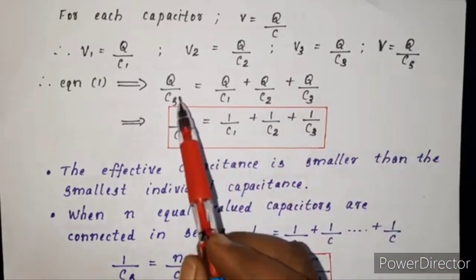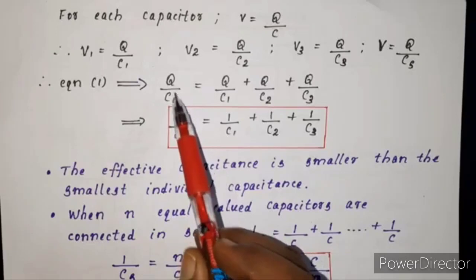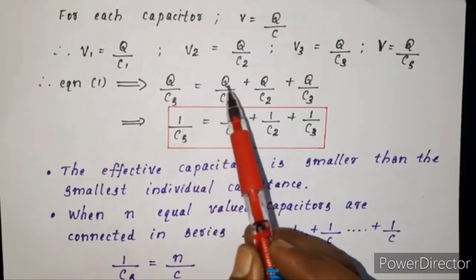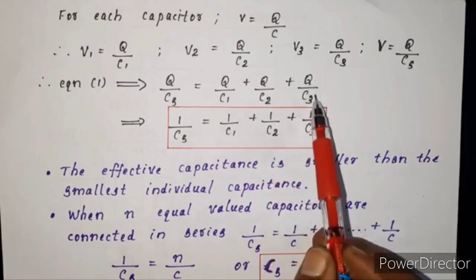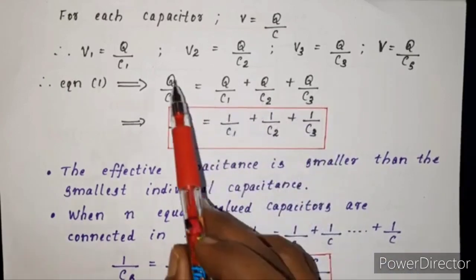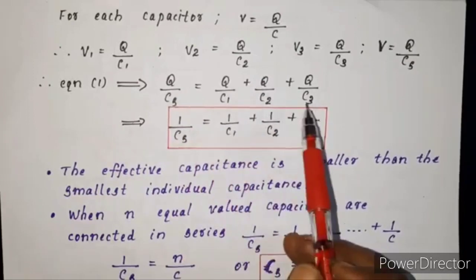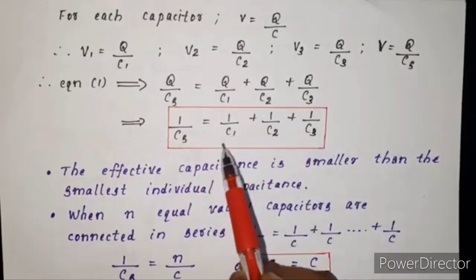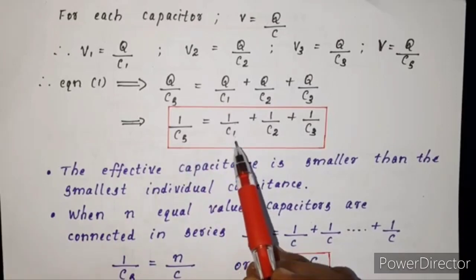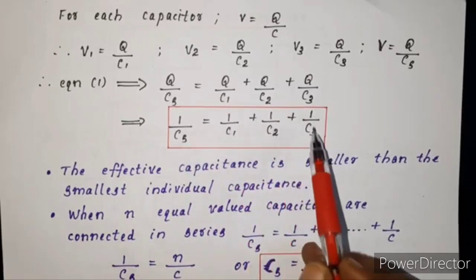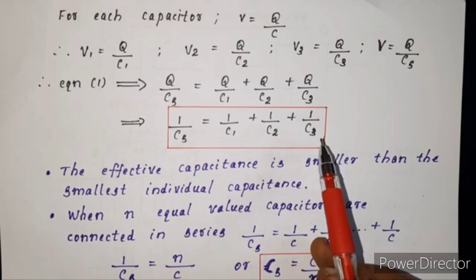Okay, now substituting in that equation 1, we have Q by Cs is equal to Q by C1 plus Q by C2 plus Q by C3. So that Q on either side of the equation will get cancelled, and what we get is 1 by Cs is equal to 1 by C1 plus 1 by C2 plus 1 by C3.